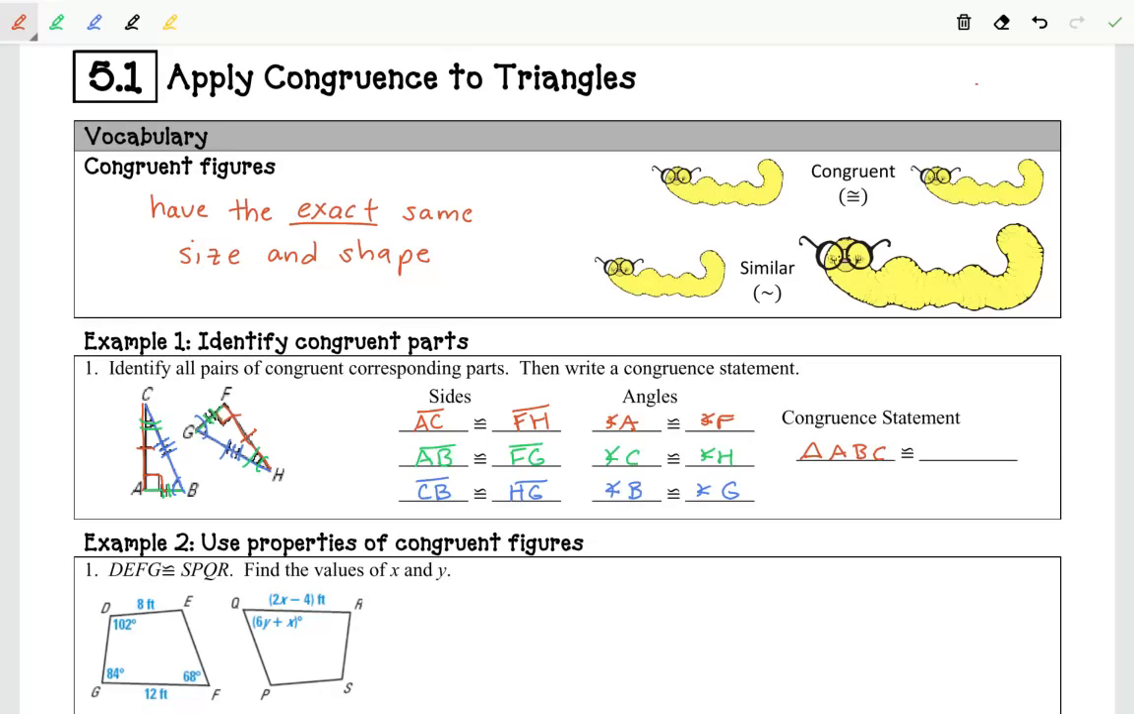So angle A had the 90-degree mark, angle B had one tick mark, and angle C had two tick marks. So in the second triangle, we have to go from the 90-degree angle, which is F, to the one mark, which is G, to the two marks, which is at angle H. So if we say triangle ABC is congruent to triangle FGH, we can do that.